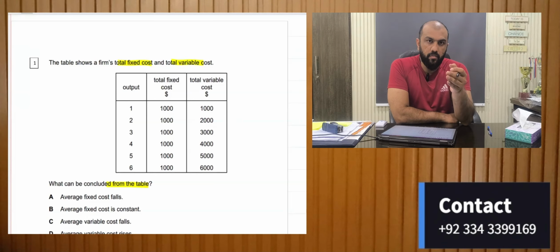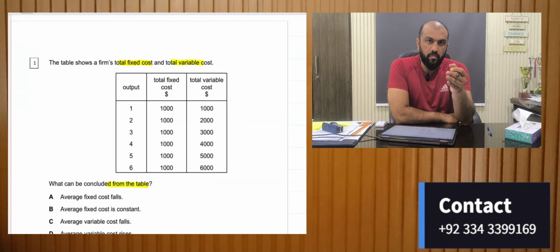Let's get started. The table shows the firm's total fixed cost and total variable cost. What can be concluded from the table? All right, we can see the fixed cost is the same and the total variable cost is increasing, and it's increasing by the same proportion. For one output it's 1000, for the second output it's 2000, so it's increasing by 1000.